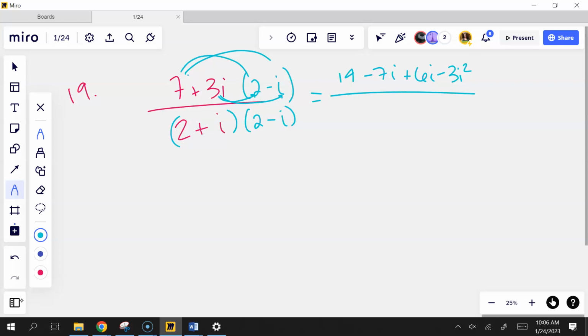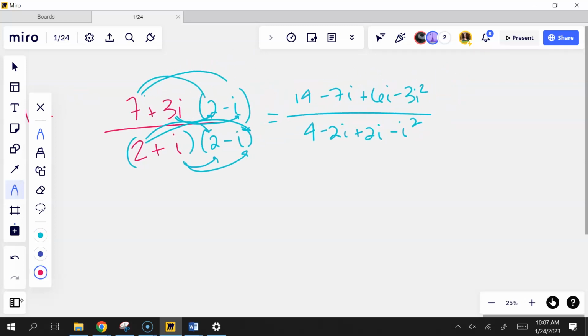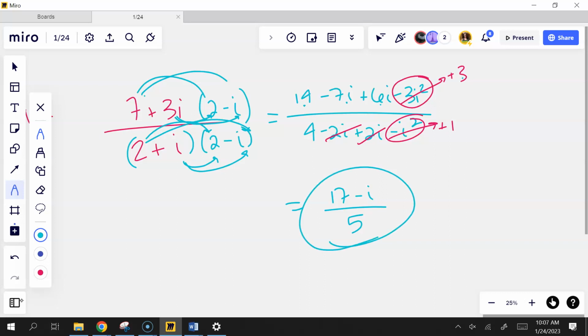At least you didn't cheat. 4 minus 2i plus 2i minus i squared. Change all the i squareds, plus 3, plus 1. The 2 i's cancel. And so I get, what's 14 and 3? Negative 7i plus 6i. 4 and 1. Too easy.